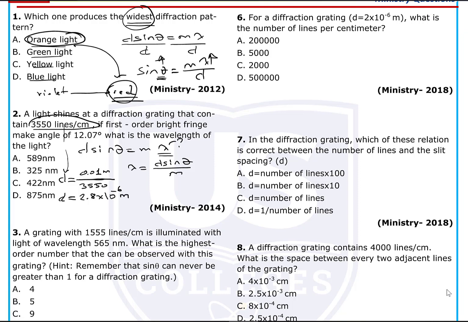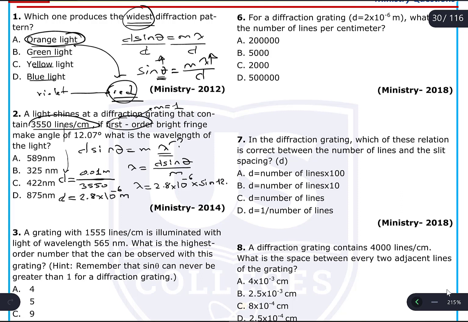Then we can now calculate lambda. m is 1 because it is the first order bright fringe. No need to write m, as it has no effect in multiplication or division. So lambda is going to be d sine theta: 2.8 times 10 to the power of -6 times sine of 12.07 degrees. That gives lambda equal to 5.89 times 10 to the power of -7 meters.